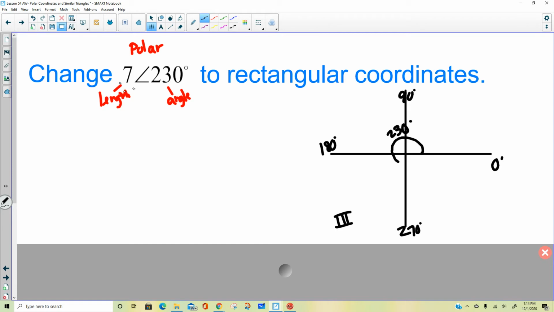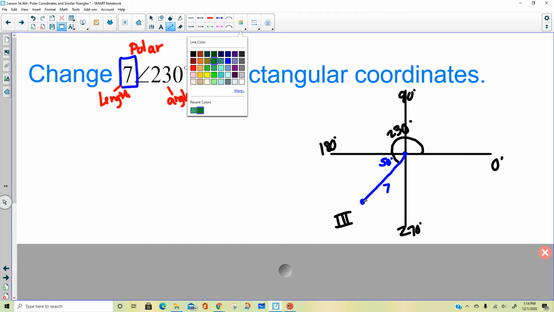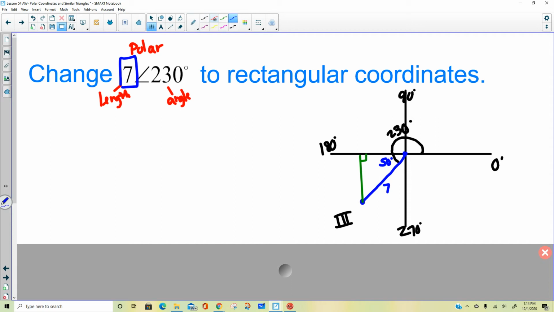Now, what's our length? Our magnitude is 7. So from where? From the origin. Put a dot at the origin, and you're in quadrant 3. This is 50 degrees. Okay, and then just draw a random line out and label it 7. This is the point that we're going to describe at the end of the 7. Next thing, you're going to construct a right triangle to the x-axis. Always to the x-axis. And you're going to label your sides that you're going to find.